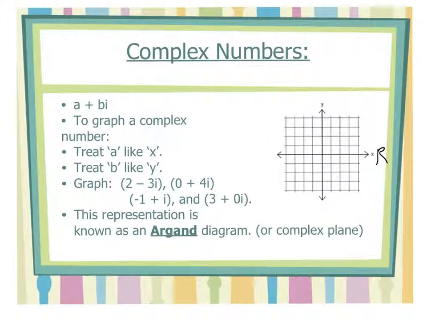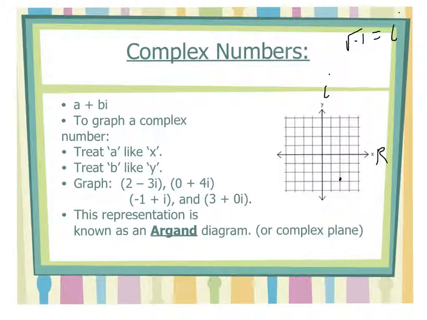We have the real number line, and then vertically we have the imaginary number line, which was born the day we took on trying to answer the question, what is the square root of -1? And real numbers did not yield an answer. So we think of the real component of a complex number like x, and b is like y. So if I had 2 minus 3i, I'd go 2 to the right and down 3.